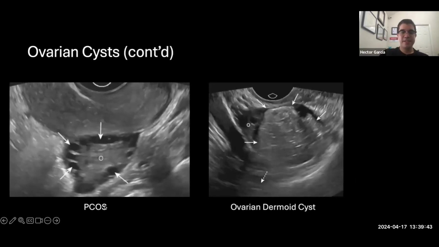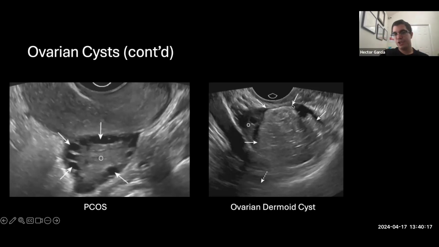And then PCOS. The presentation would usually be an obese female with hair on the chin, hair in areas where men usually have hair. And when you see an ultrasound, you see multiple cysts in the ovary, as we can see here. That is PCOS. Another name for PCOS is Stein-Leventhal syndrome. And then here we have a dermoid cyst.